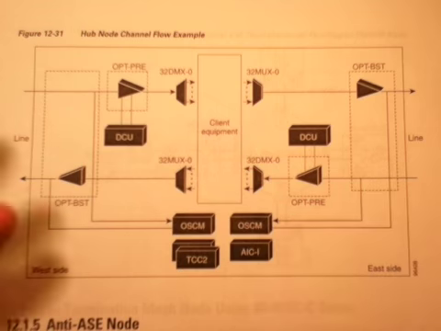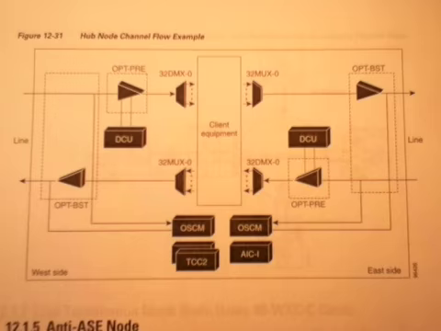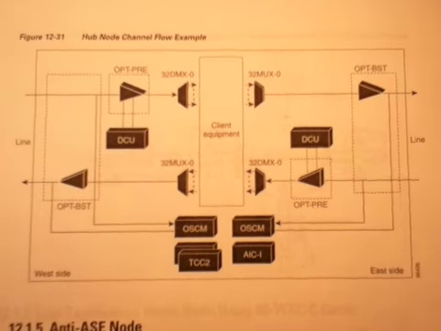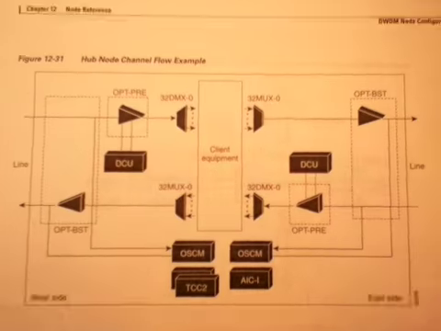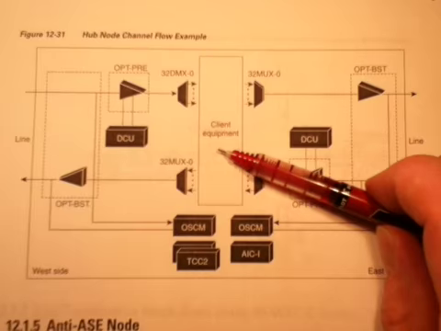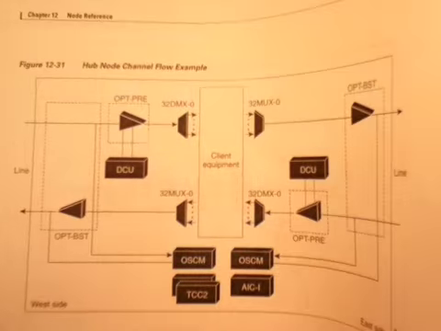Okay, and the whole thing with the optical supervisory channel being pulled off and then put back on is all the same here. But this is a hub node where we've got a lot of client equipment here, which is connecting to probably lots of office buildings and that sort of thing. Okay.